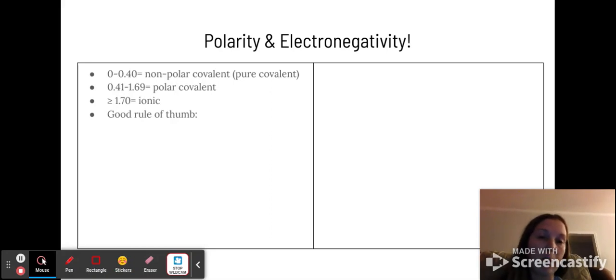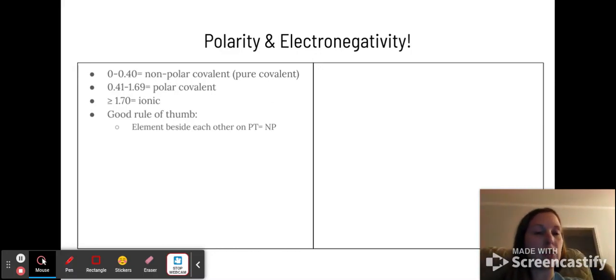There is a good rule of thumb to follow, though, if you have your periodic table with you. So if elements are right beside each other on the periodic table, so they're not identical, but they're right beside each other, we can say this is nonpolar. It might not be as pure as two identical atoms bound together, but it still will be nonpolar if they are right beside each other. So an example here would be nitrogen and oxygen.